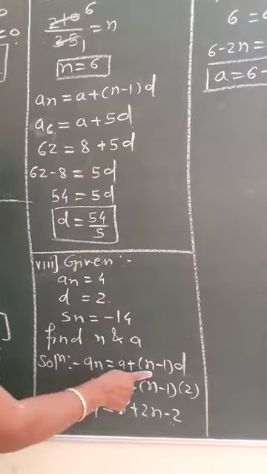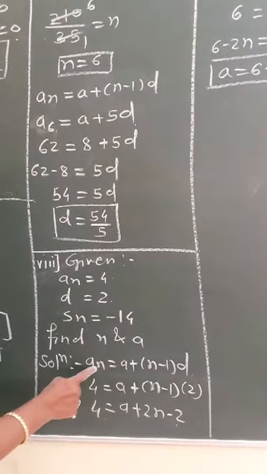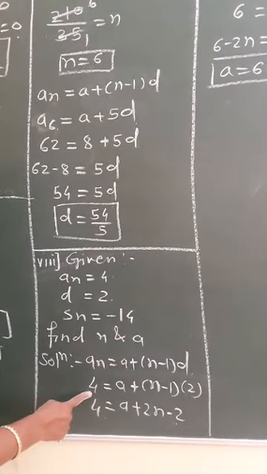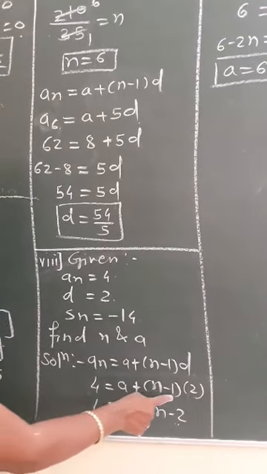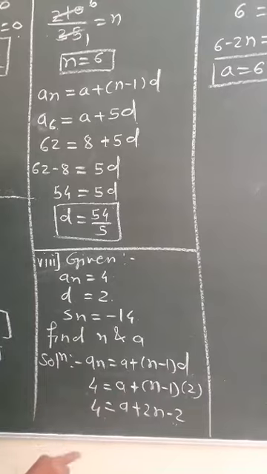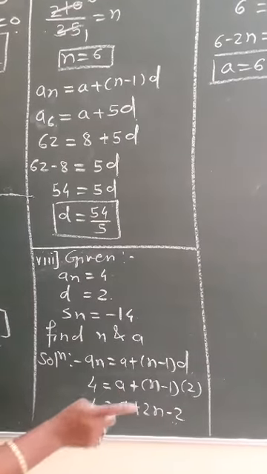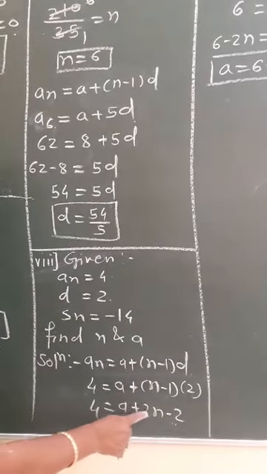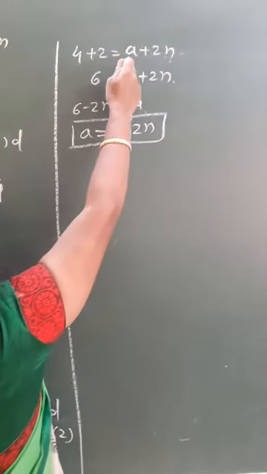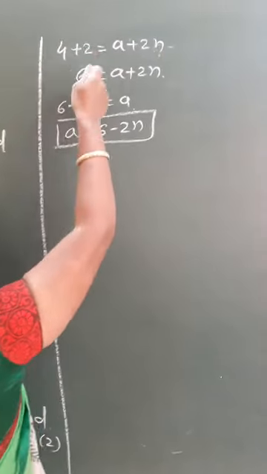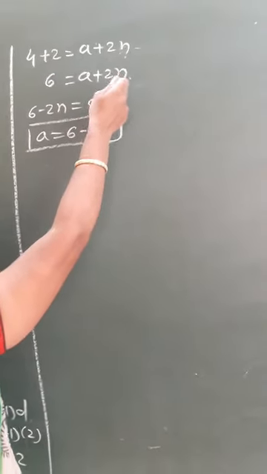an is equal to a plus n minus 1 into d. Here we will substitute the value of an, that is 4, which is equal to a, keep as it is, plus n minus 1 into 2. 2 is in the bracket, because here both the values we don't know. 4 is equal to a plus 2n minus 2. 2 we will shift here. We will get 4 plus 2 is equal to a plus 2n. That is 6. Okay, a plus 2n.